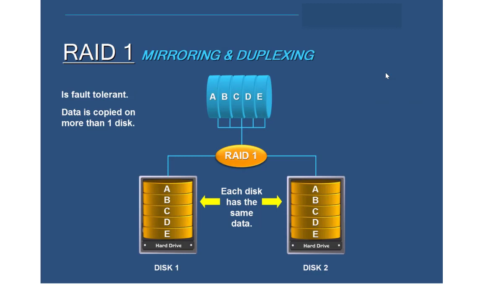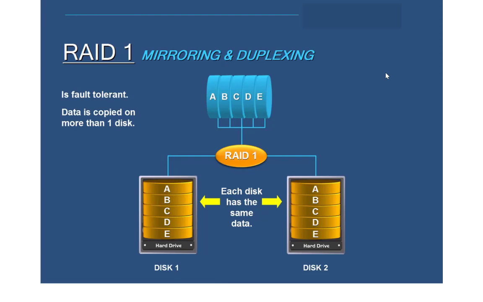The second one is called RAID 1. RAID 1 is also called mirroring or duplexing. RAID 1 is a purely fault tolerant system. Data is copied on more than one disk. In RAID 1 we copy the data on 2 disks. On one disk I copy all the data, and the other disk is the real mirror image of the first disk.